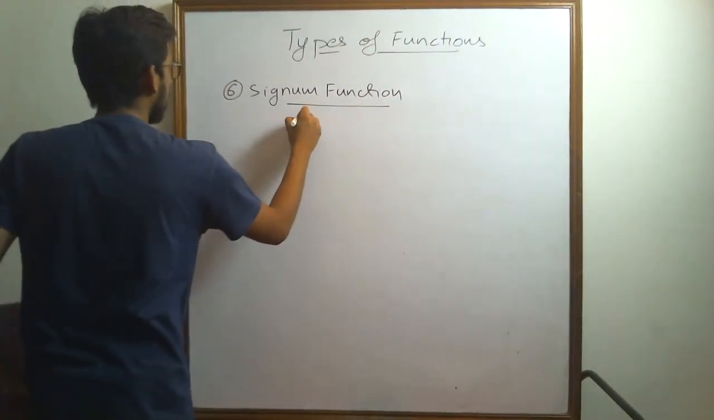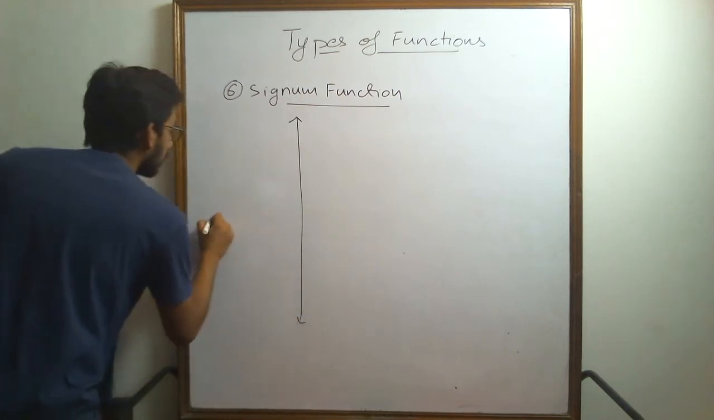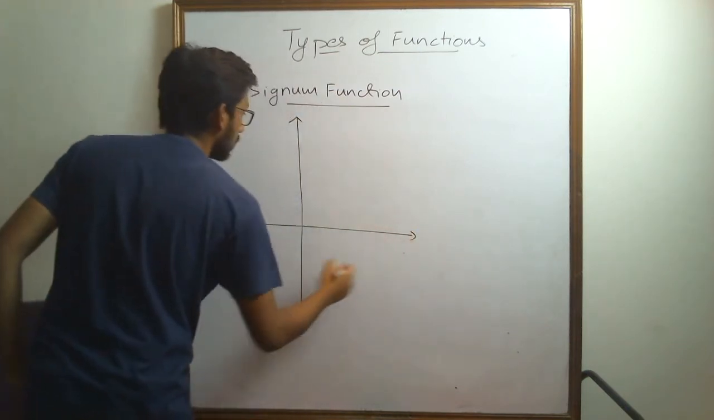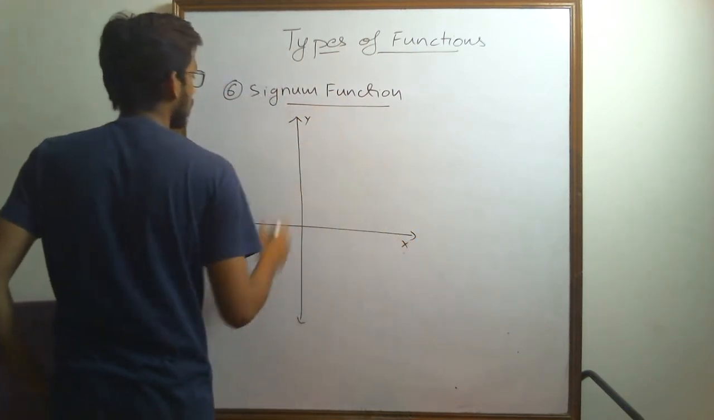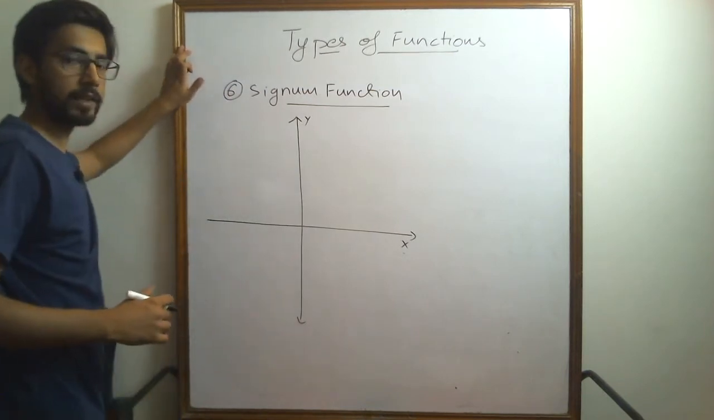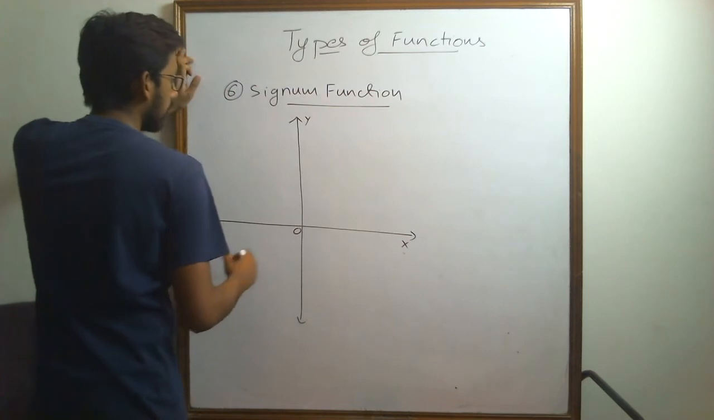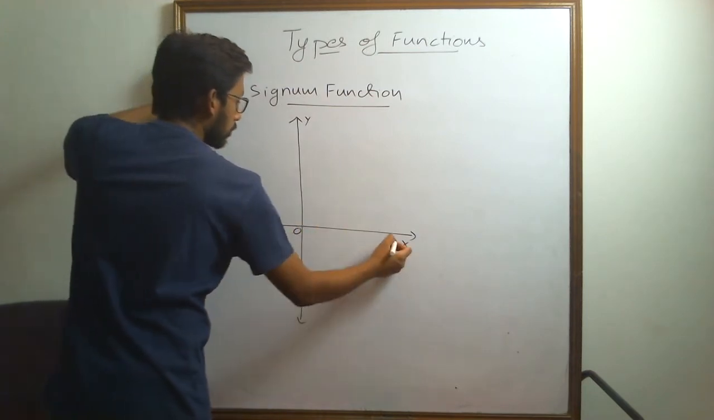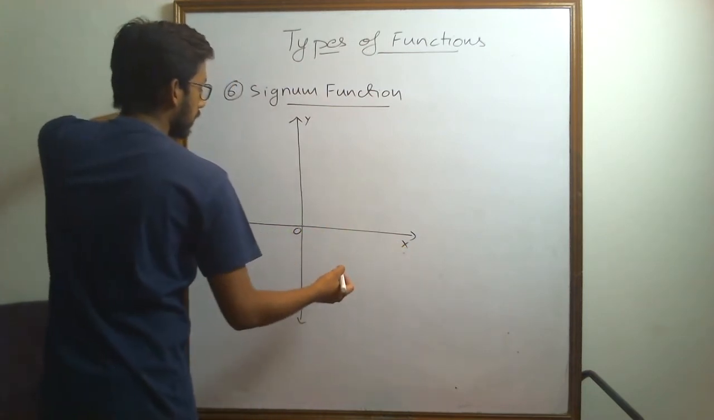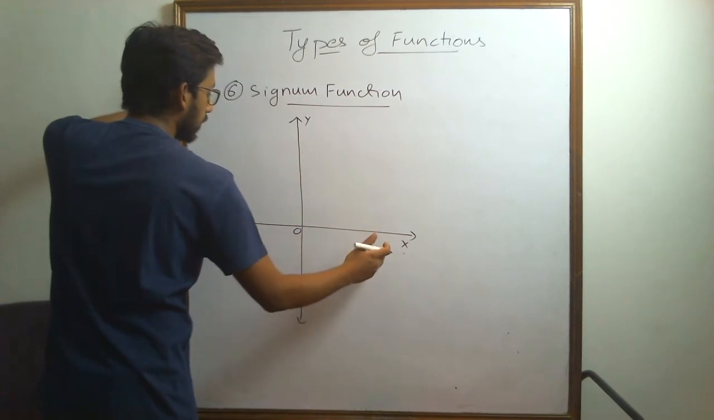If I make the graph, now let's be very careful by drawing the graph. This is the origin. For all positive values of x, y was equal to 1. Okay, for positive values of x.